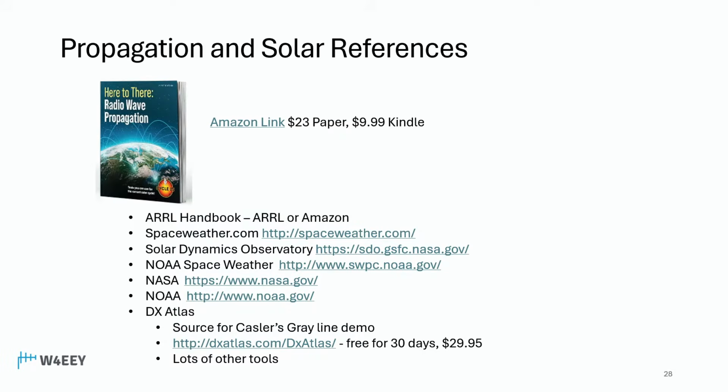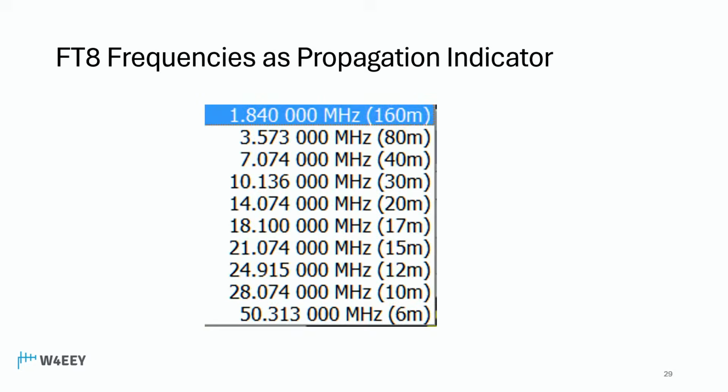I usually recommend Amazon because it's free shipping if you're a Prime member, and a lot of people are now. And they're usually equal or less cost than the ARRL Direct, and free shipping. There's a Kindle version for $10.